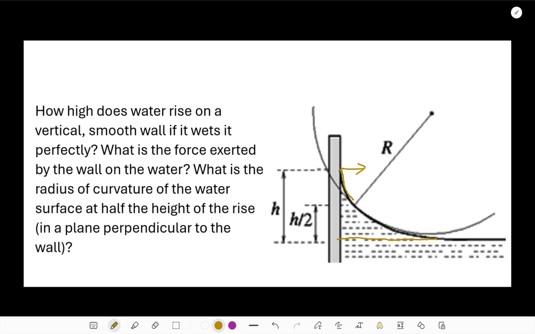Of course, we are going to solve this example by considering this water section. And we will be needing many things to solve it: the surface tension of the water, its density, and also the horizontal thickness of the wall.